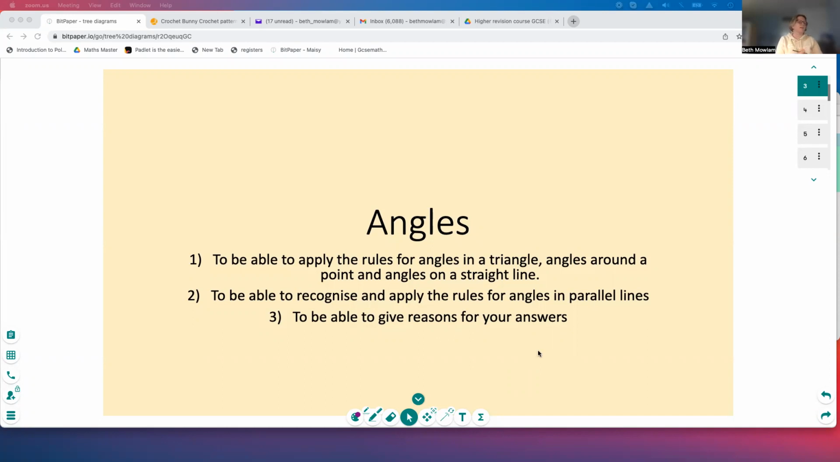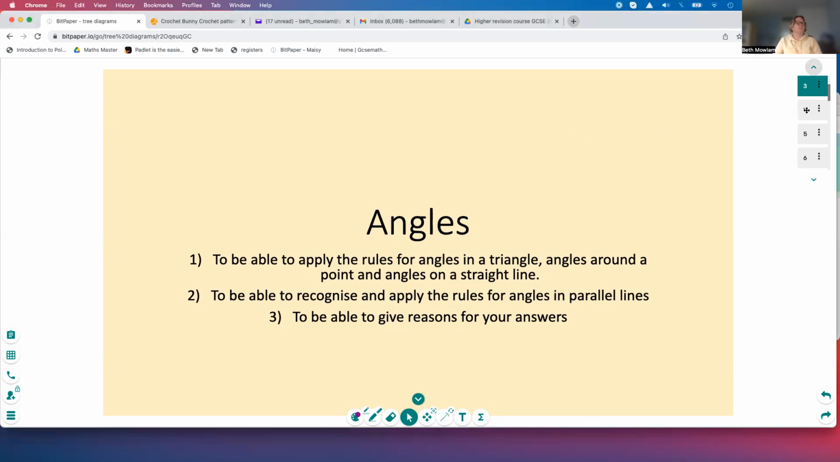We'll be able to recognize and apply the rules for angles within parallel lines. And we'll be able to give reasons for our answer, which is a big part of the GCSE. Quite often, especially on the Edexcel, questions ask you to identify an angle and give the reasons for your answer, which is like giving the rules you've used to find them.